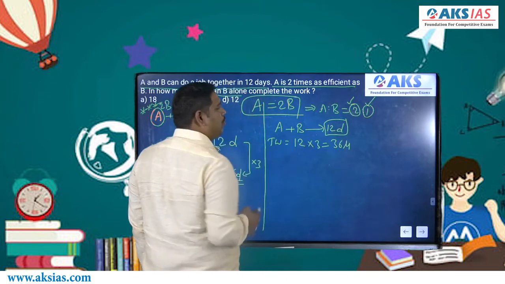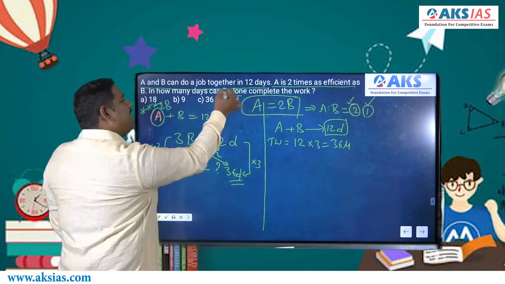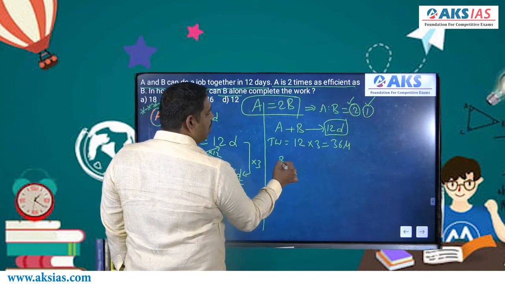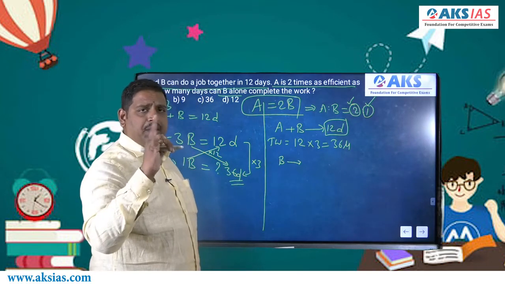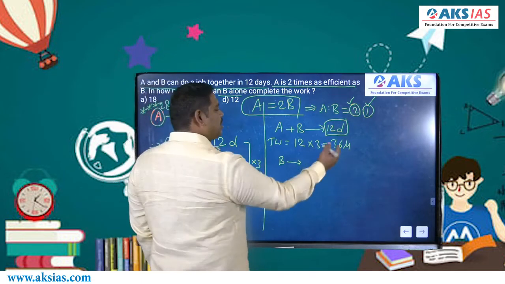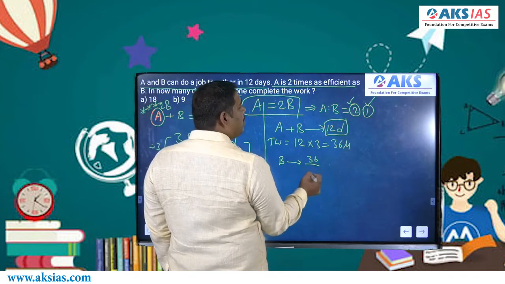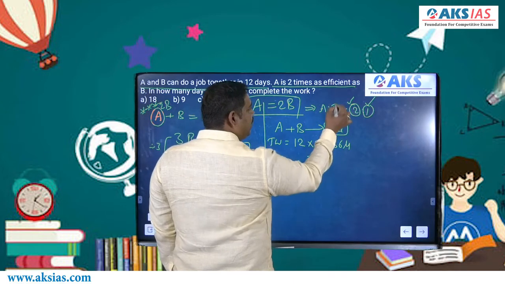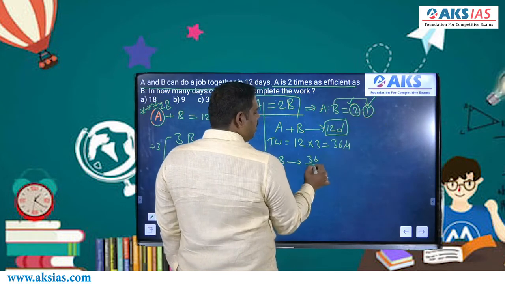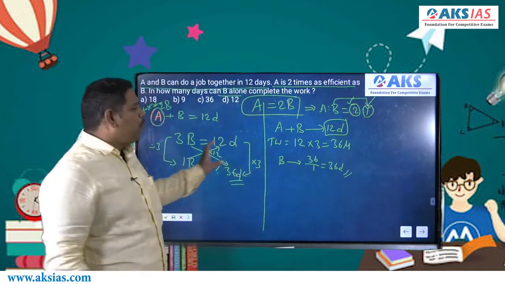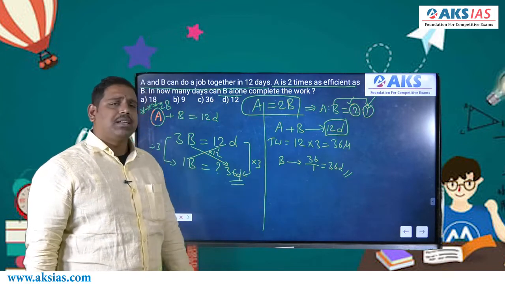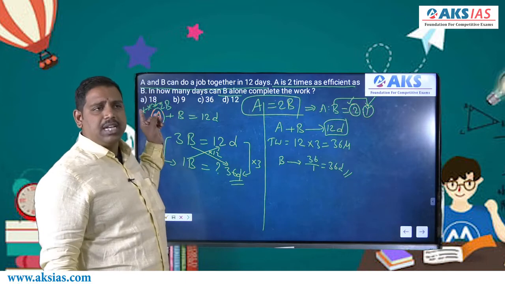Now what he is asking: in how many days does B alone complete it? The number of days is total work by per day work. Total work is 36. Per day work means B in one day completes how many units? 1 unit. So 36 by 1, the answer is 36 days. Both will fetch us the same answer, but I will suggest this one. I will prefer this one.